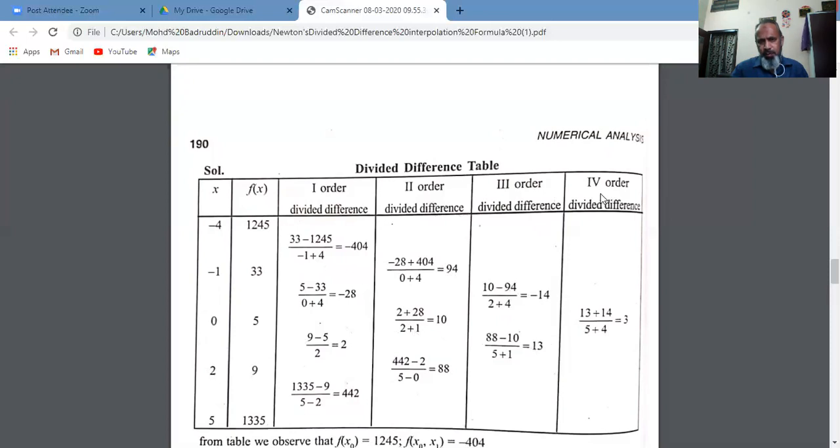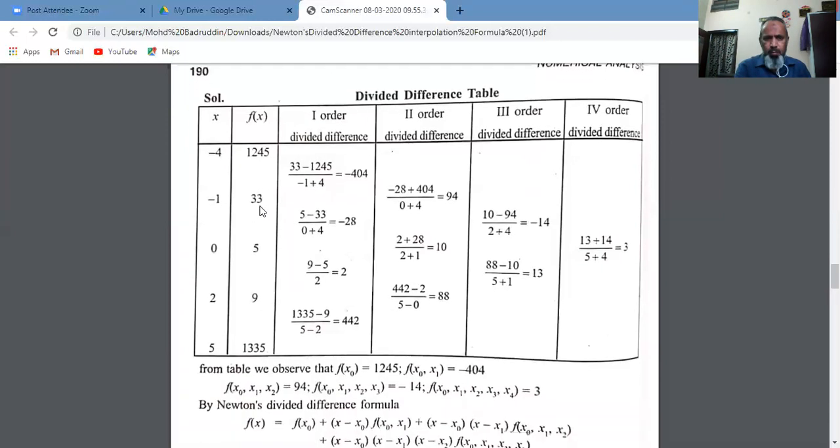In the fourth divided difference, it is the difference of third divided differences, 13 minus of minus 14 divided by 5 minus minus 4. So it is 5 plus 4, so we get this value as 3. So we have got the divided difference table for the given values of x and y.